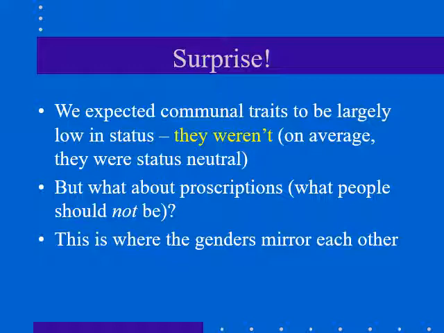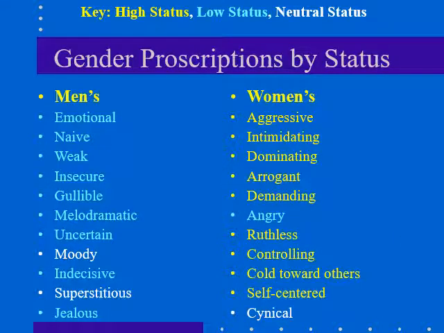But then what about prescriptions, what people should not be? That's where the genders mirror each other in ways that show a reverse status. On the male side, almost all of what they shouldn't be is low in status. There are a couple of status neutral traits like moody and superstitious, but for the most part, what men cannot be is low in status. And then the flip side is that what women can't be is high in status. Only one of women's prohibitions is low in status, and that's angry. Cynical is neutral. Everything else, these are high status traits that are reserved for men and reserved for leaders. Women can't go there.